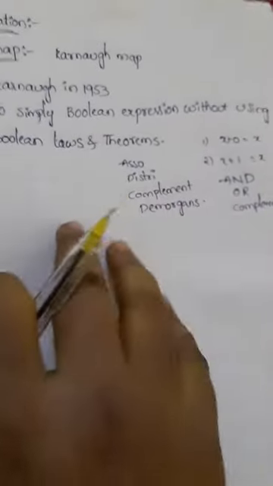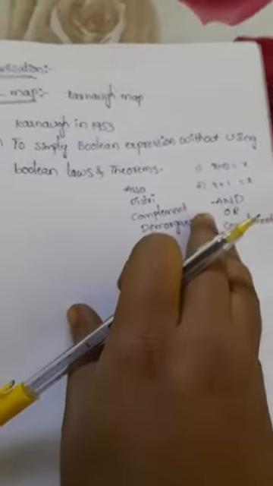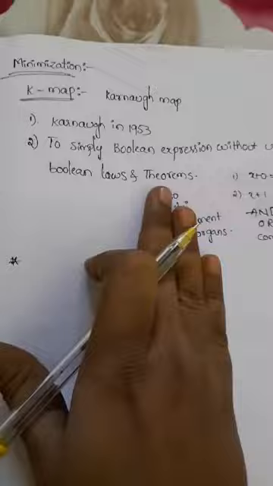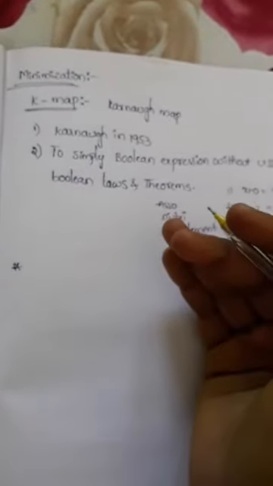How to solve it, we'll see one by one. When we solve a boolean expression, we generally use boolean laws or theorems, right? But it is somewhat difficult whenever you forget the laws and theorems. Once you forget the laws and theorems, how do you solve the boolean expression? It is somewhat difficult.